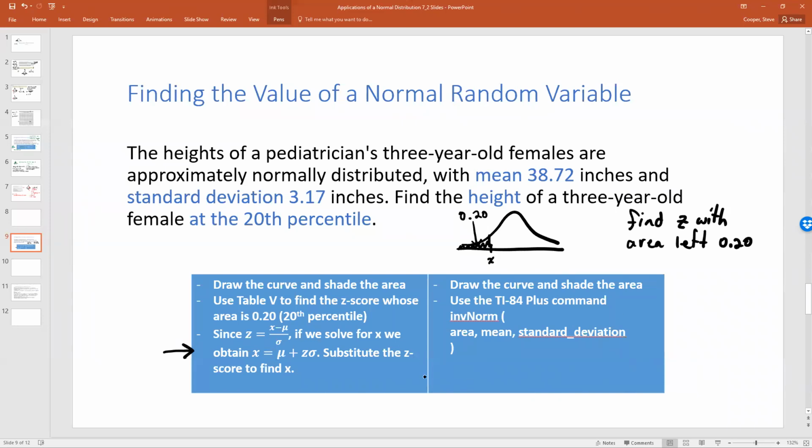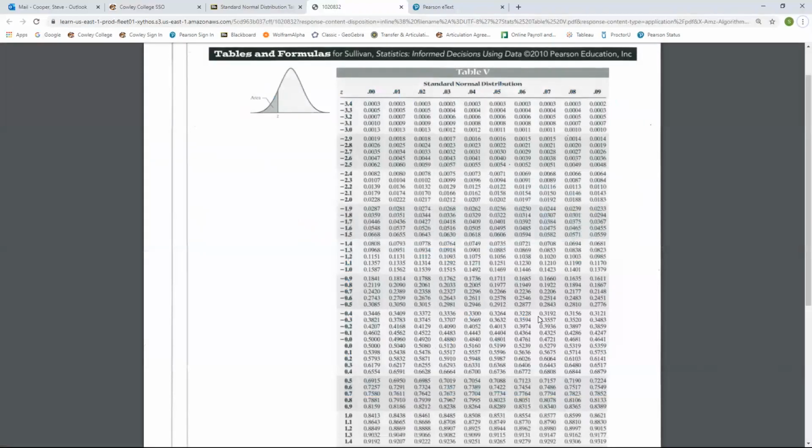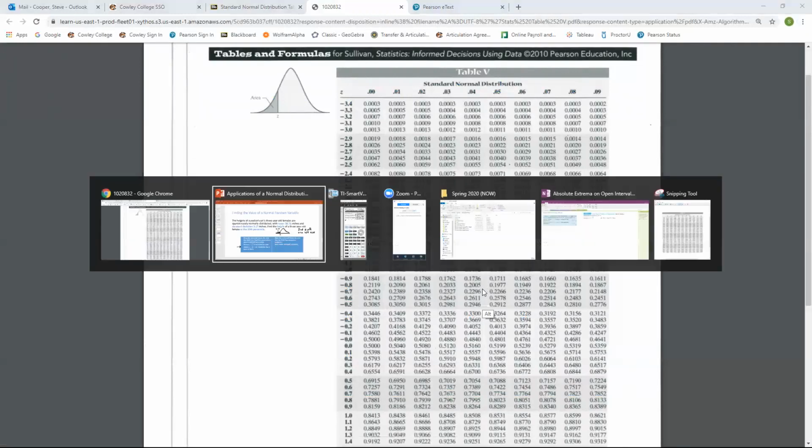Now that's a little trickier. We have to fish through all of these areas and find the closest thing we can to 0.20. And it's down here somewhere. Somewhere between these two, the 0.2005 and the 0.1997. So that would be negative 0.8, and I'm going to say negative 0.845.